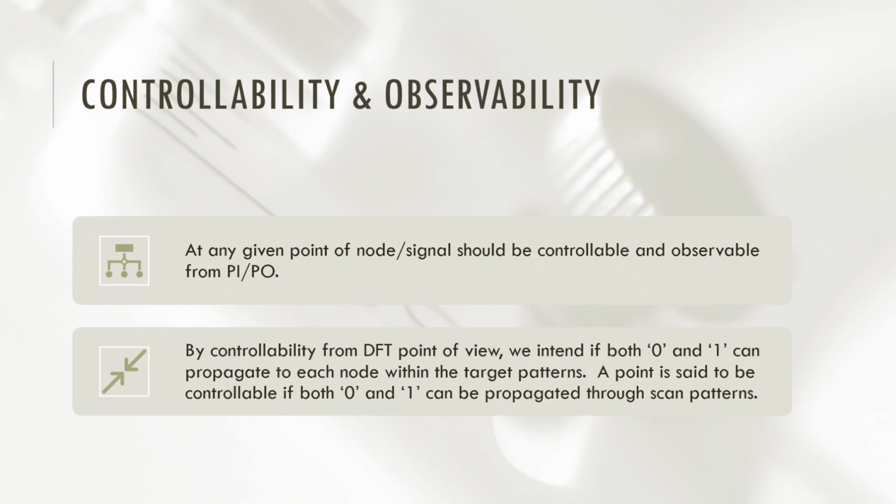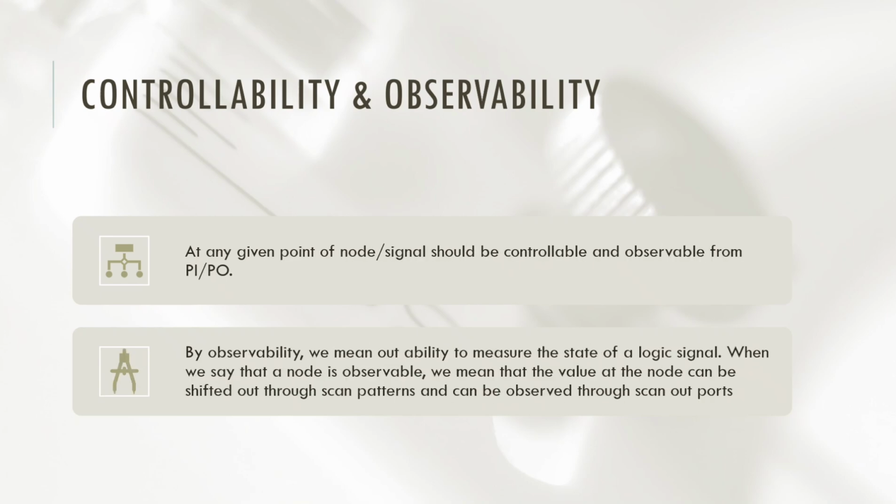Now we have two main pillars of DFT. One is controllability and one is observability. So what does this mean? At any point of time, any node or signal should be controllable and observable from primary input and primary output. By controllability, we mean any node should be able to be forced to 0 or 1. Now when it comes to observability, we mean that any node should be observable. That means any state of logic should be able to propagate to the primary output.